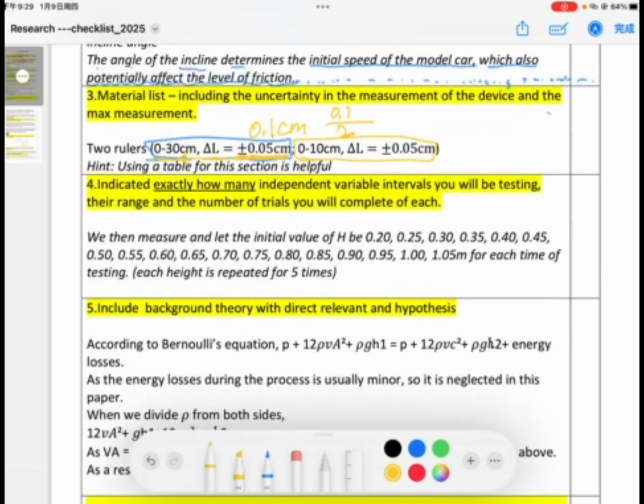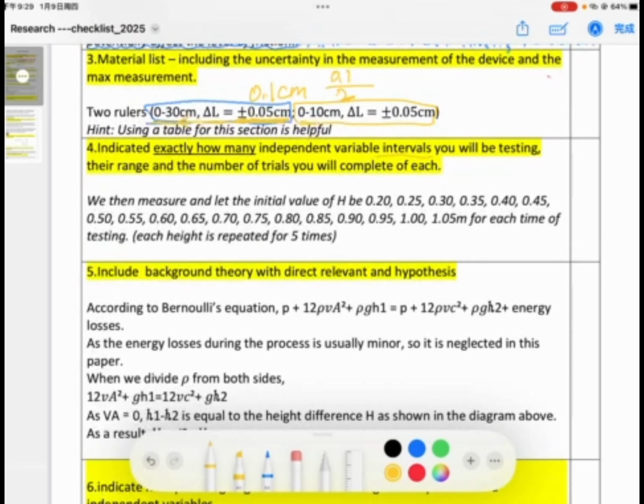All right, and number 4, indicate exactly how many independent variable intervals you will be testing, the range, and the number of trials. Actually, a lot of students are missing this part. They just indicate what the independent variable is and how to measure it. Of course, this is essential, right? But other than that, you also need to discuss the interval of your independent variable as well as the range.